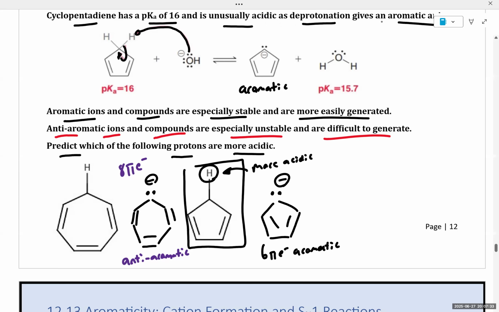The key point, if you can generate an aromatic conjugate base, that makes the parent acid more acidic. If you're trying to generate an anti-aromatic conjugate base, that makes the parent acid less acidic. Aromatic ions are easy to make, anti-aromatic ions are hard to make.